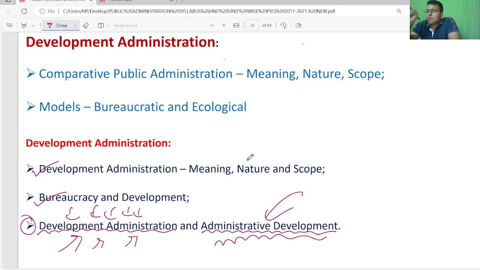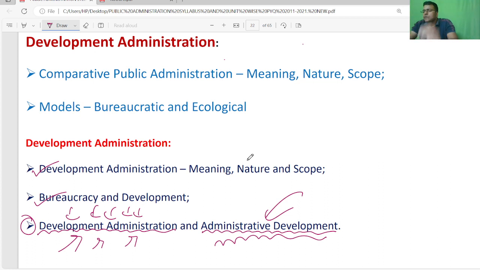Development of administration is development of the structure, function, and process of administration. I have told you that development administration, listen, is a broader term. That is administration led development process. This development administration is again of two types, two parts, like two sides of the same coin. One is development of administration.